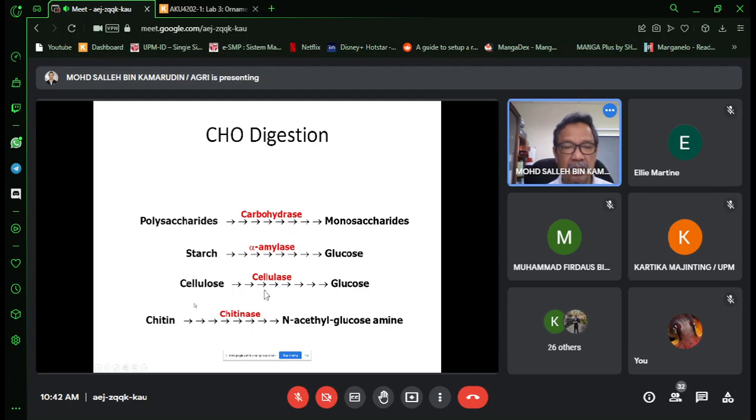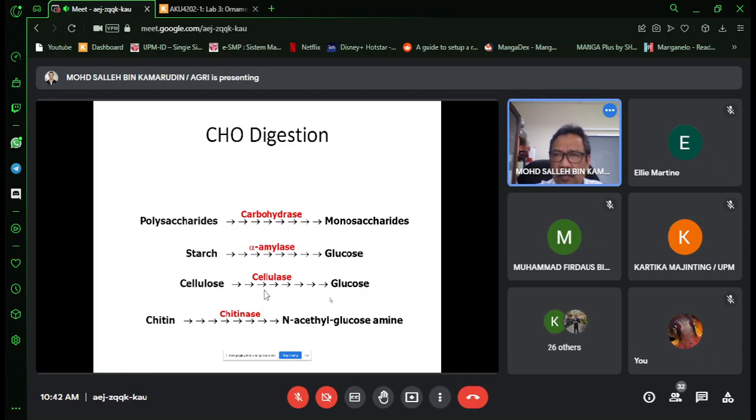And for cellulose, another polysaccharide, complex polysaccharide, they need to have cellulase to convert the cellulose into glucose. Yeah, and cellulase in sometimes in animals they are produced by the bacteria. In grass carp, there are some bacteria in there that produce cellulase, so that's why the grass carp is able to use more cellulose in their diet.